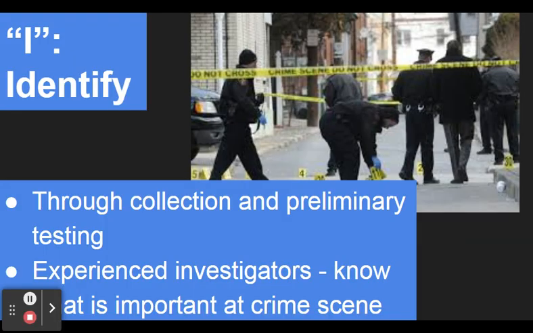All right, we are at the I today. Identify. We are going to identify through collection and preliminary testing. Experienced investigators know that it is important at a crime scene. So what are we going to identify? Lots of things.